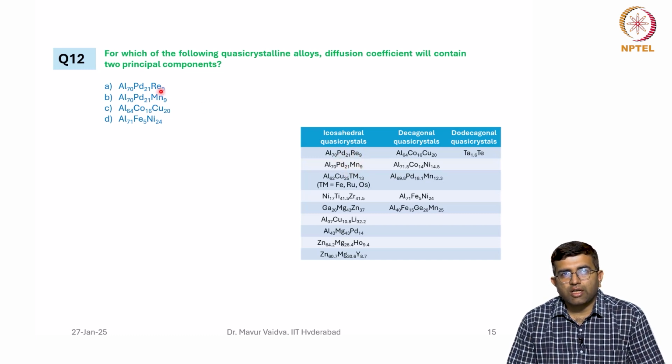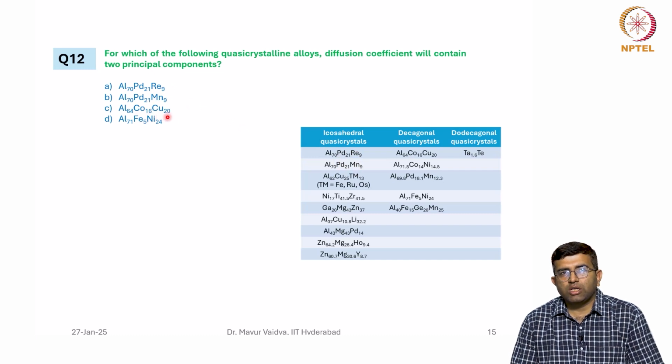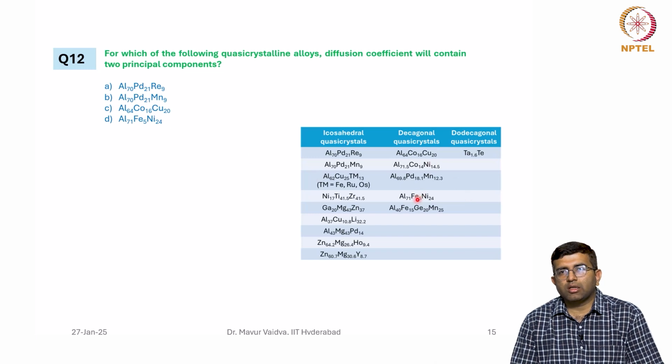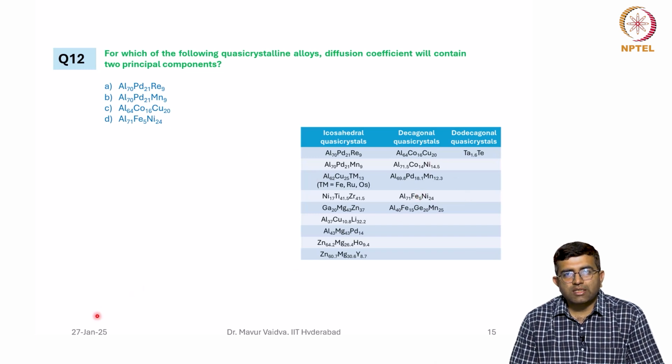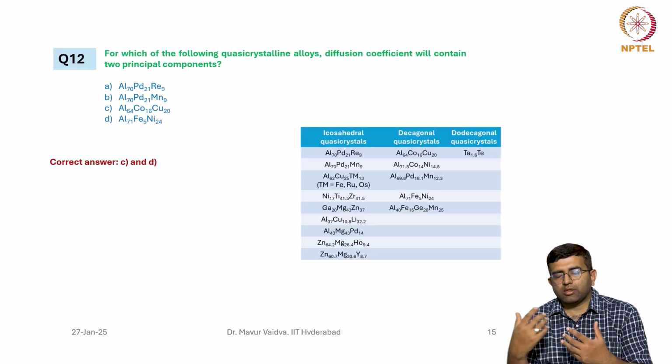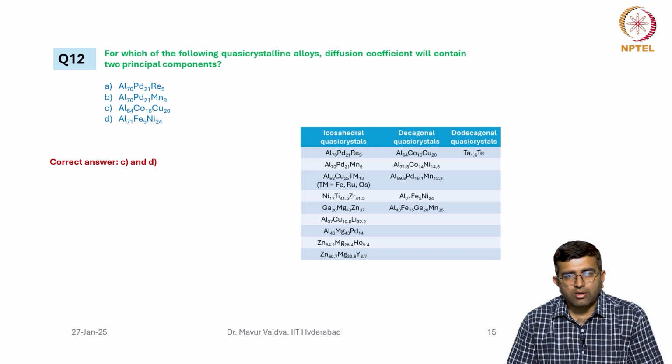So, these are not the correct options, but the other 2, Al64 Co16 Cu20 and Al17 Fe5 Ni24, both belong to decagonal structure, which has an axis, and therefore 2 components are required, one perpendicular to the decagonal axis, another parallel to the decagonal axis.